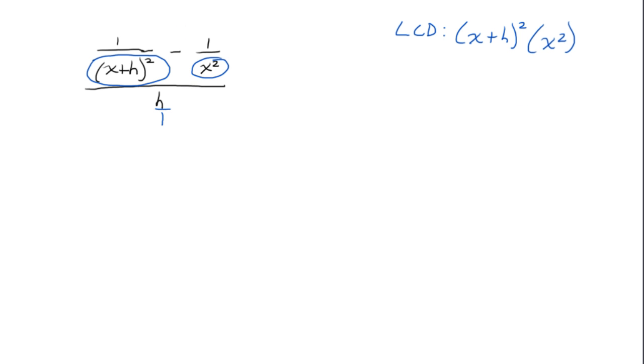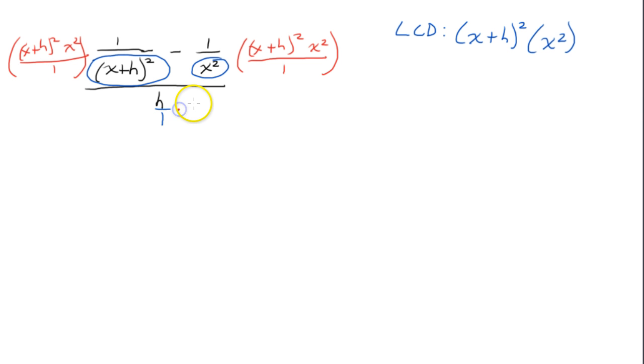So I'm going to write that up here. And what we're doing is (x plus h) squared times x squared, and this is just a fraction over 1. And this is (x plus h) squared times x squared over 1, and this is multiplied by (x plus h) squared times x squared over 1.